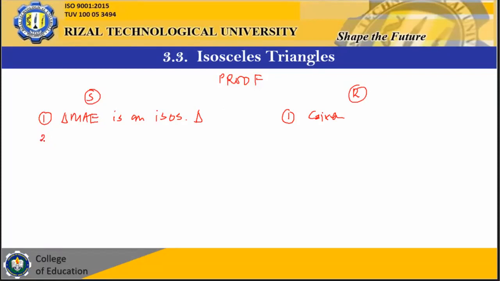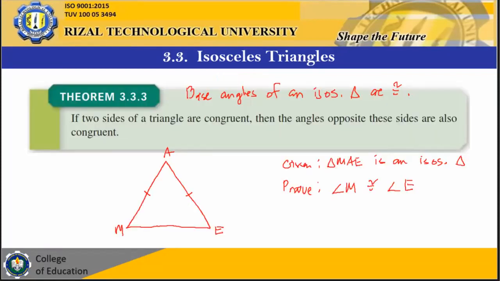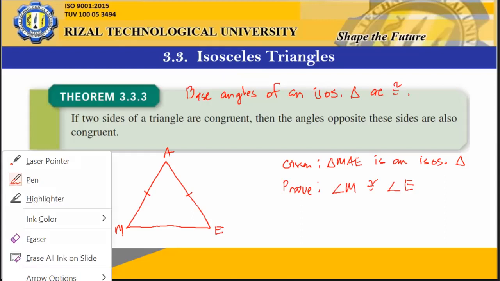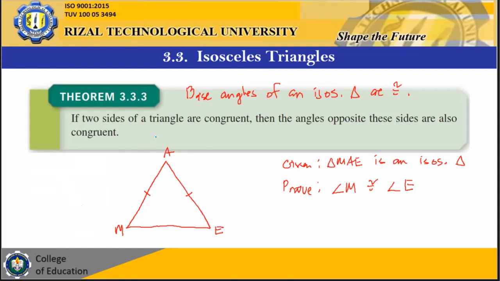Okay? O, alam natin yan that based on the given, MA is congruent to EA. Okay? Number 2. So that's the definition of an isosceles triangle. Okay? So stop na tayo dyan. Wala na tayong makukuhang information, di ba? But, meron tayong but. Balikan natin yung dati nating ginawa.